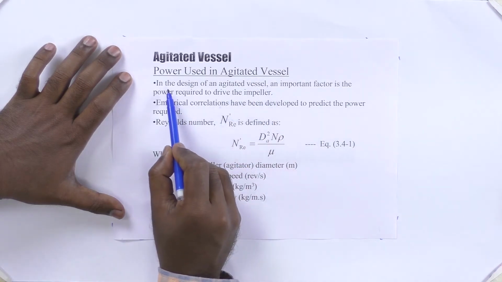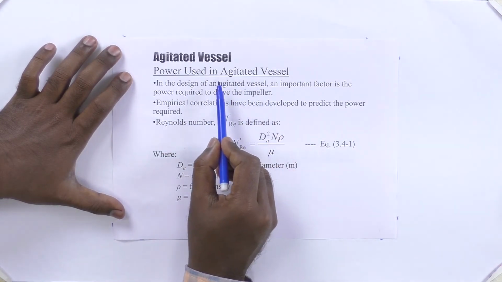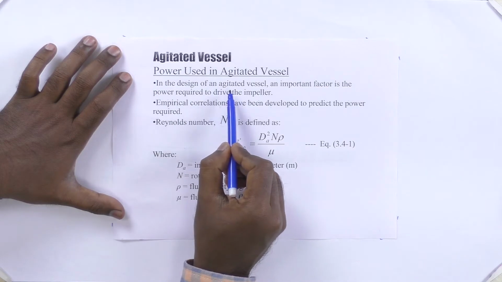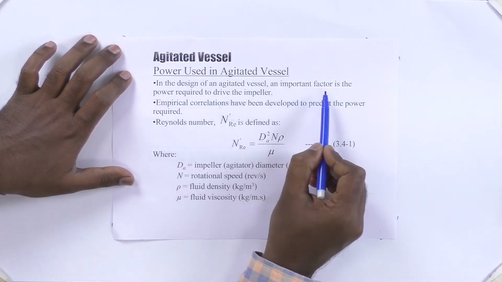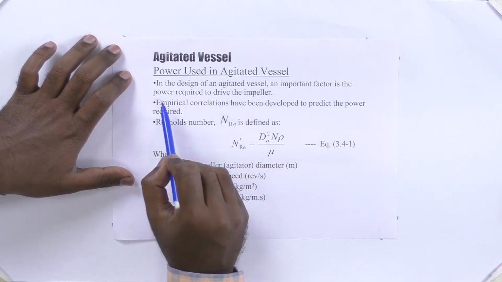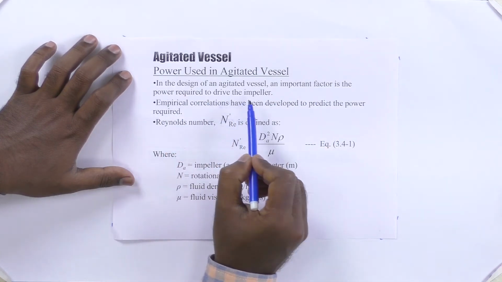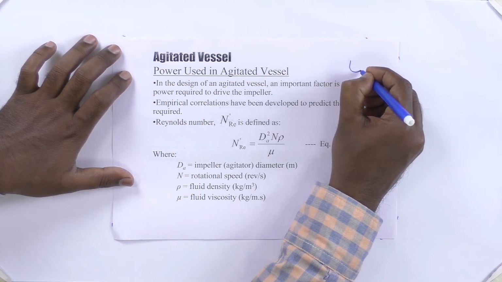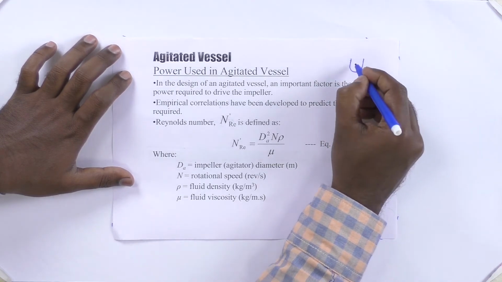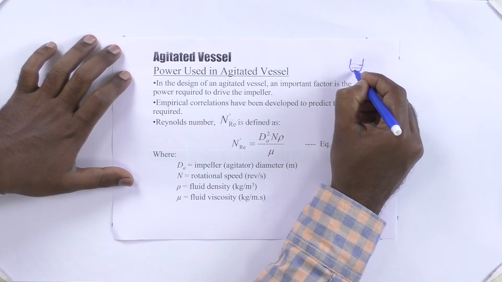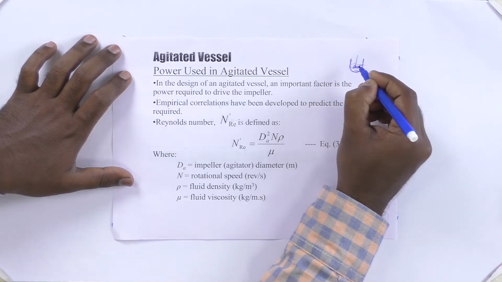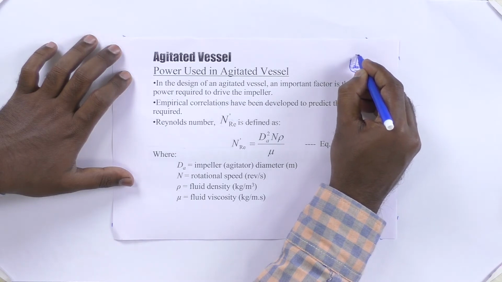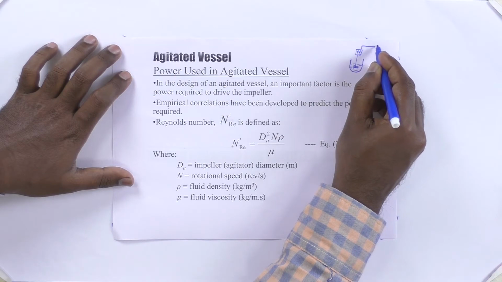As I told, in the design of an agitated vessel, since the power requirement for agitation is going to cover more than 50% of the cost, an important factor is the power required to drive the impeller. So we are going to have an agitated vessel. In this agitated vessel, we are going to have the mixture. This mixture is going to get mixed using a part called impeller. This impeller will be operated using a part called motor. This motor will be connected to a power supply.